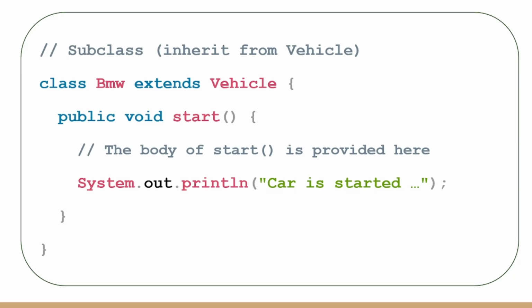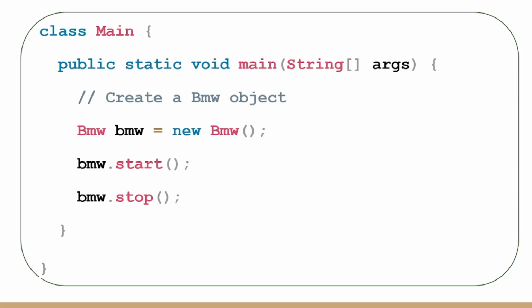So either you need to write the start method, or I can use the one already written in that abstract class. I am not giving the stop method, still I will be able to invoke the BMW object dot stop method. As you see, BMW has not implemented the stop method, but it is still able to invoke that method because it is already implemented in the abstract class which is inherited by BMW.